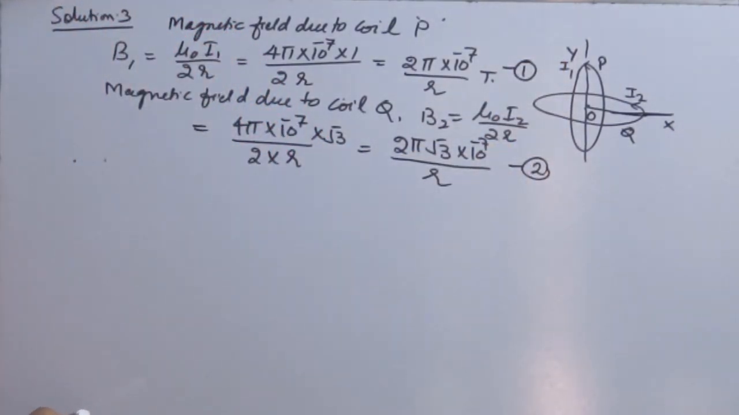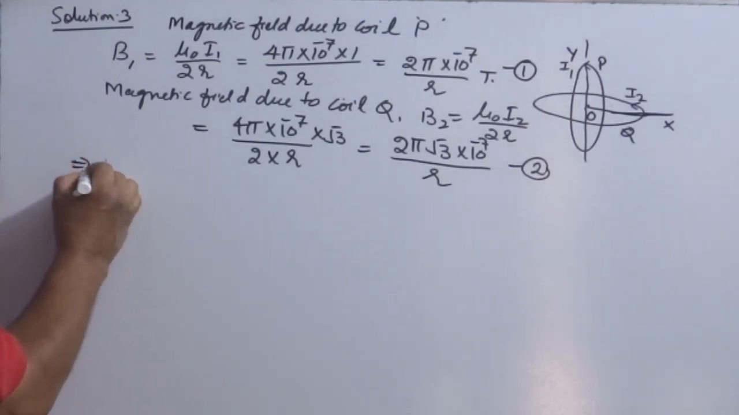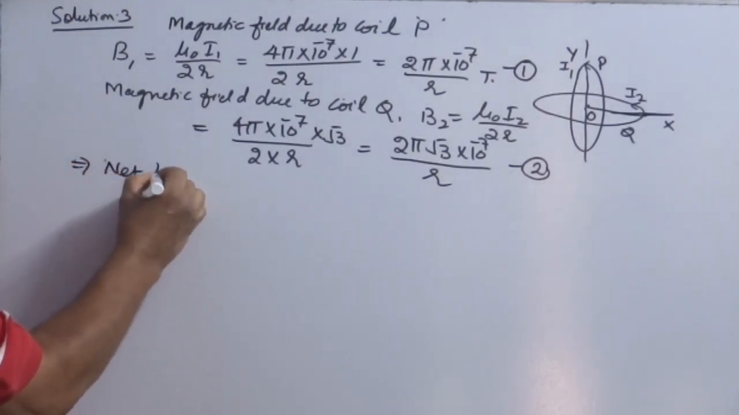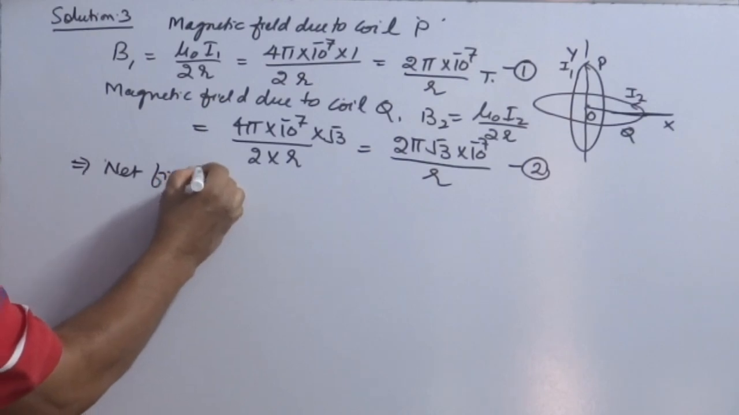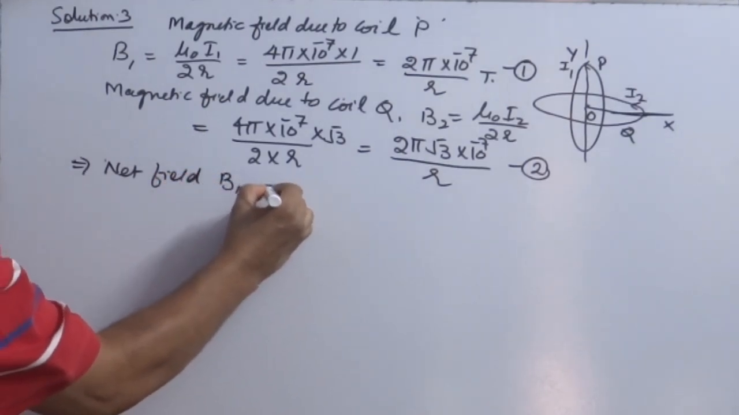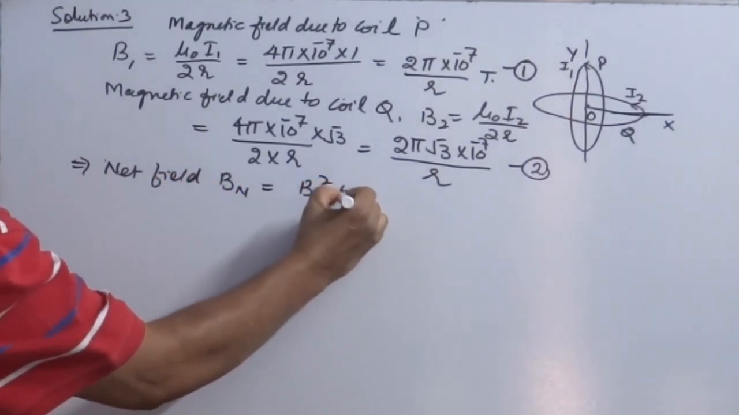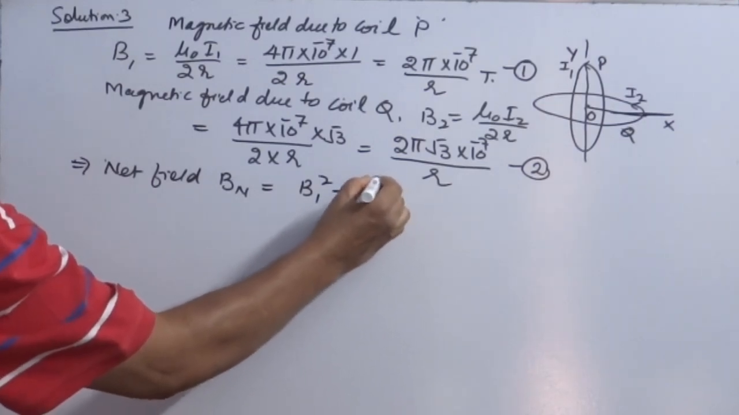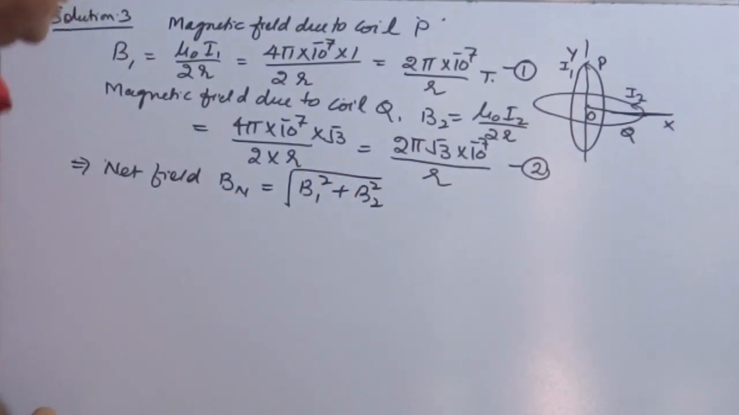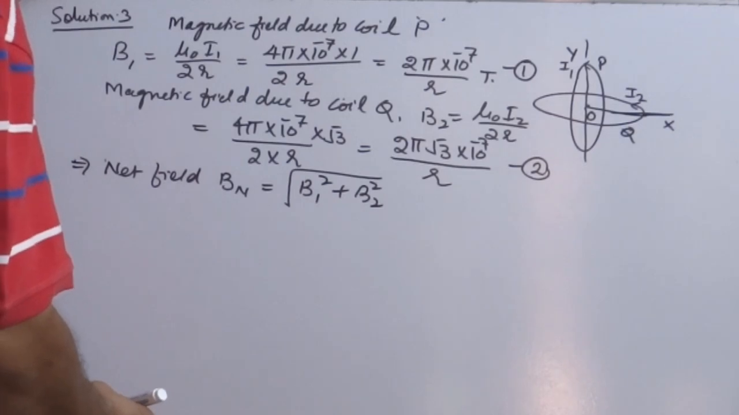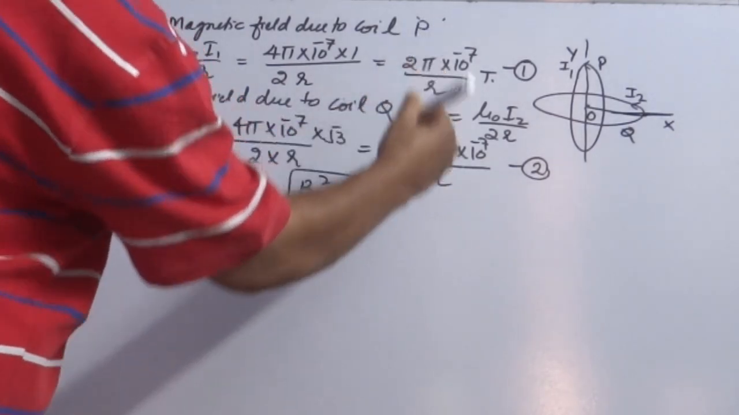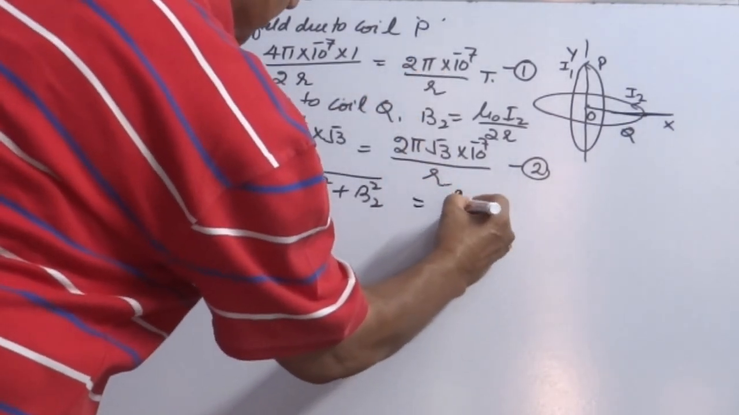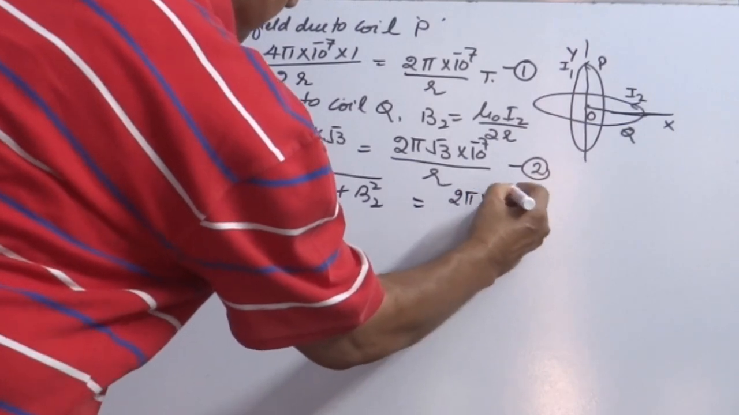Now these two fields are at right angles, so the net magnetic field, or net field, use Pythagoras because it is a vector quantity. You see what is common, 2 pi into 10 raised to the power minus 7 over R is common, so you keep it out of the square root.